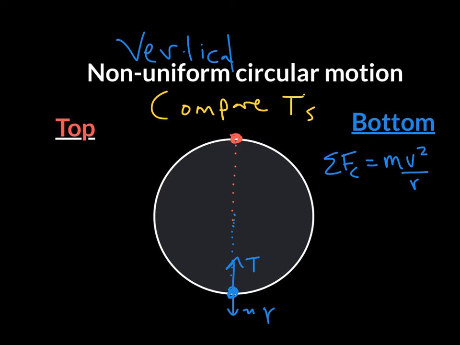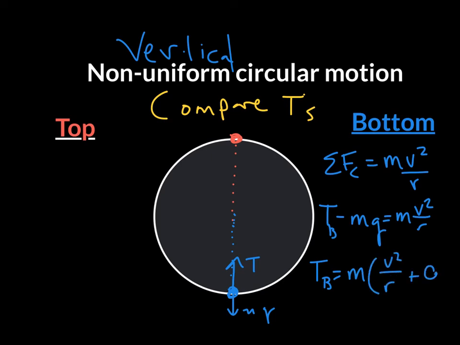So if we're at the bottom of the circle, we have tension minus mg equals m v squared over r. I'm going to write this as T_B, or T_B equals m times v squared over r plus g.